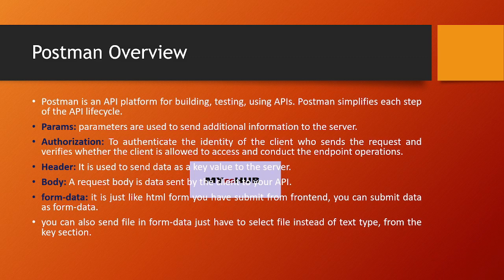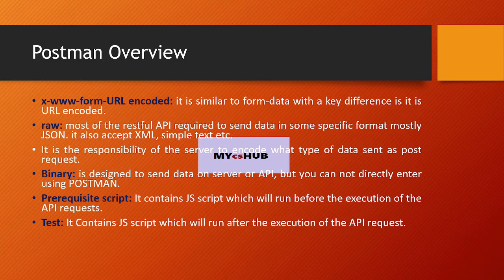One major thing I want you to note: if you want to upload any file, you have to use only form data, because we cannot send a file from JSON, XML, text, or any other format in the body section. Thereafter, we have www form URL encoded. It is similar to form data, with the key difference that it is URL encoded. It is also used to send data with the API request to the server.